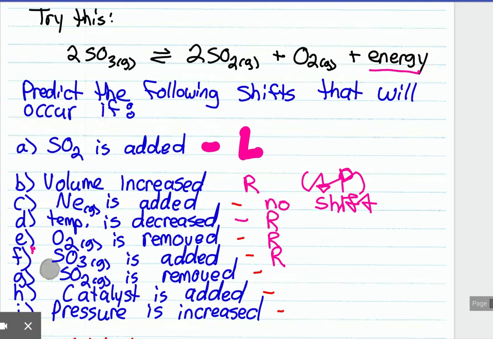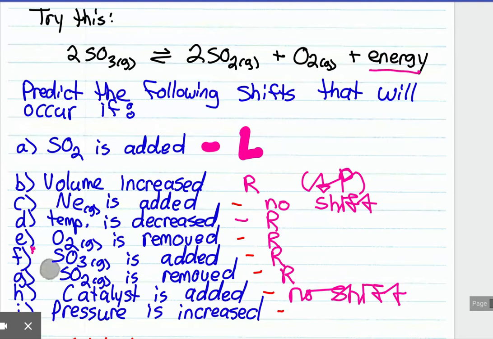If we remove SO2, we're going to move in a direction to restore some of that SO2. If we take, we move towards. So again, we're moving right. If we add a catalyst, you should have said no shift. See if this one works out better. There's a lag, so I can't see actually what I'm writing. Oh, nice. Okay, and our last one, we increase our pressure.